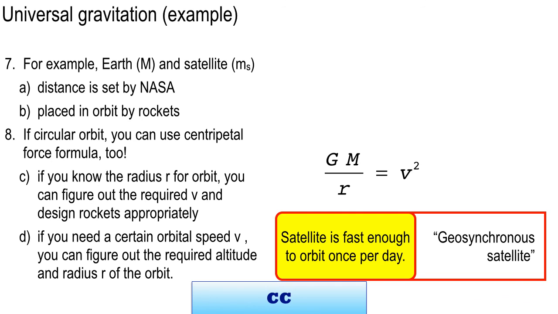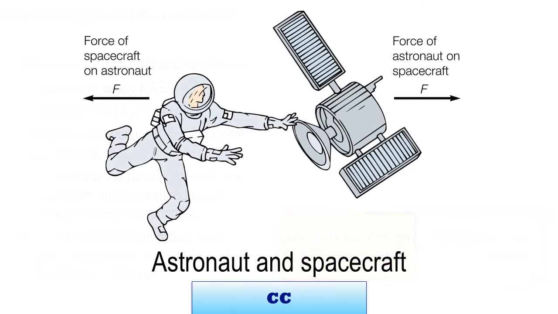But if it was a little bit closer, the rings of Saturn, we think, are stuff that spiraled in and detonated basically by tidal forces. So, okay. Now let's keep going. I want to talk about this astronaut and this spacecraft.